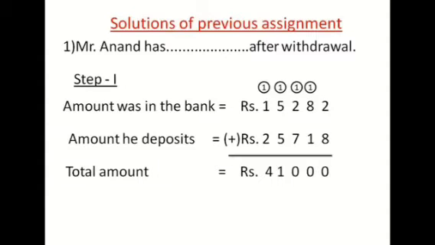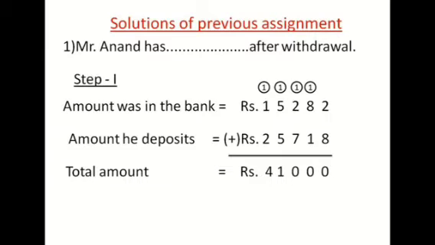Please check the solutions for your previous assignment. There were 3 verbal sums for mixed operations. Question number 1 was, Mr. Anand has rupees 15,282 in his bank account. He deposits rupees 25,718 on Wednesday. He withdraws rupees 30,145 on Thursday. Find his bank balance after withdrawal.